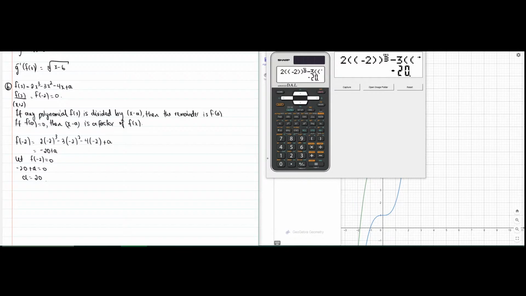Part C. You could say therefore f of x is equal to 2x cubed minus 3x squared minus 4x plus 20.